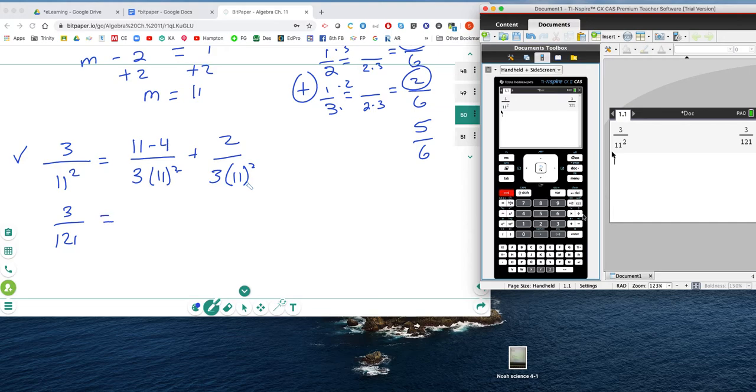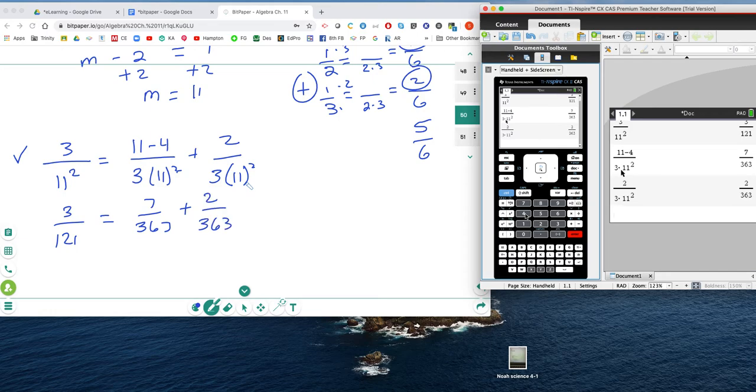And then I'm going to do control divide, and I'm going to do 11 minus 4, and then I'm going to do 3 times 11 squared, and that's going to give me 7 over 363 plus control divide 2 over 3 times 11 squared is going to give me 2 over 363.